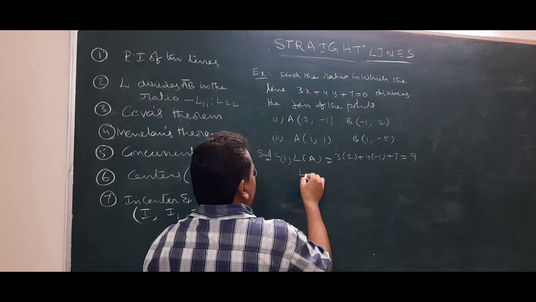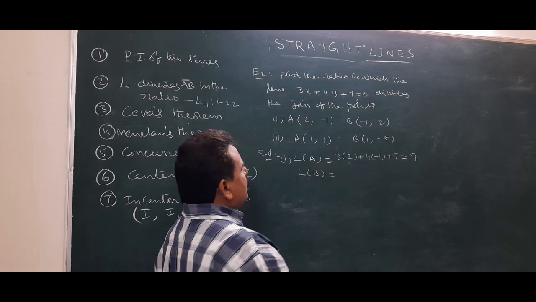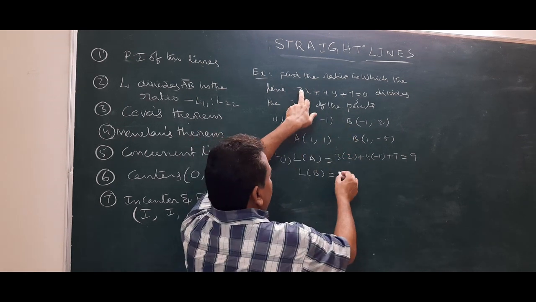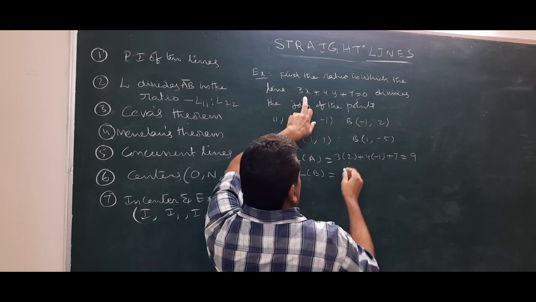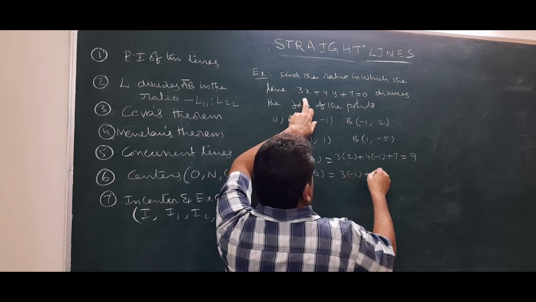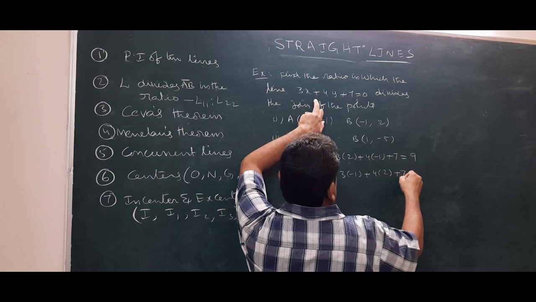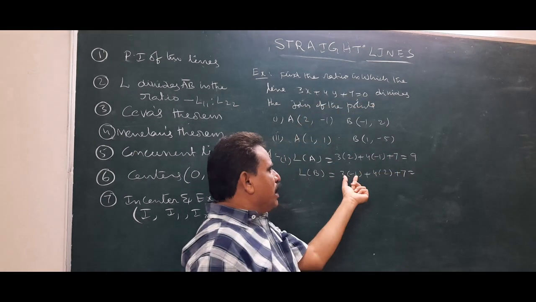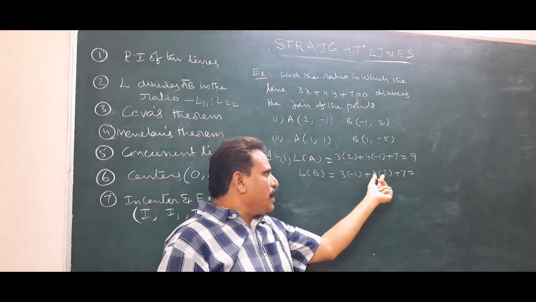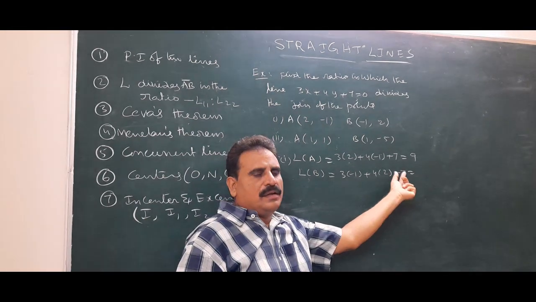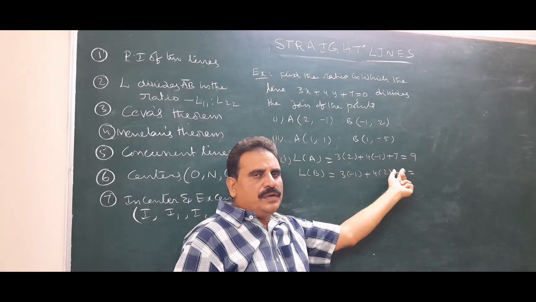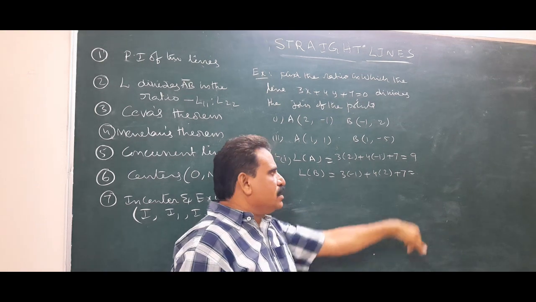L of B. That means the B point, substitute in this line. x is minus 1, y is 2. 3 into minus 1 plus 4 into 2 plus 7. That is equal to minus 3 plus 8 plus 7. 8 plus 7, 15. 15 minus 3, that is 12.